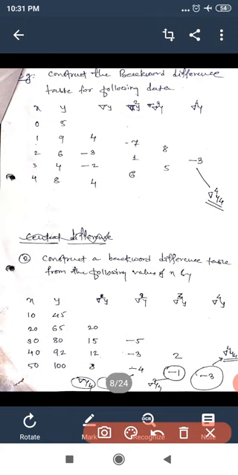Now the first difference is what? 9 minus 5 is 4. 6 minus 9 is minus 3. 4 minus 6 is minus 2. 8 minus 4 is 4, which is the first difference.